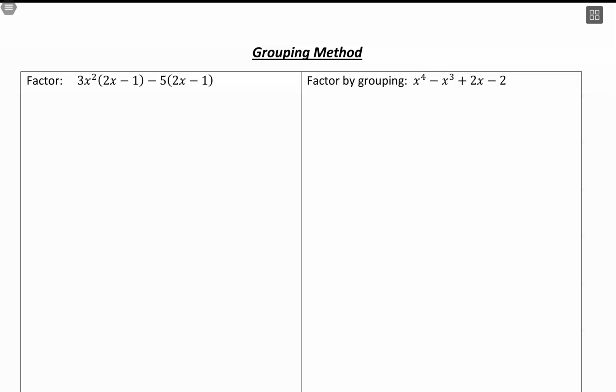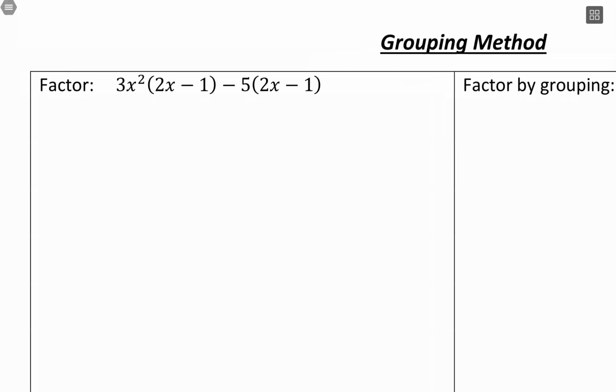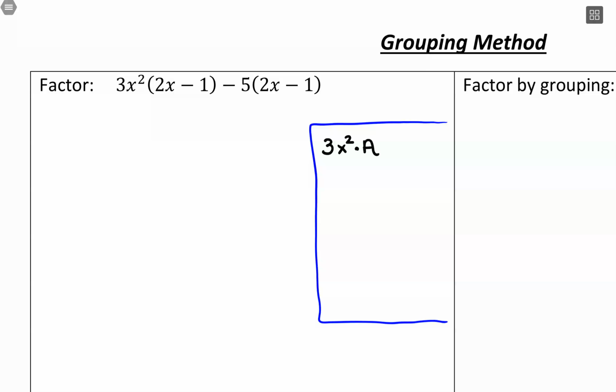Grouping method is another way of factoring, particularly when we have four terms to deal with. First, let's look at this first case here. So 3x squared times 2x minus 1, minus 5 times 2x minus 1. If we wanted to factor that, something that could help is if I wrote this another way on the side here. What if, instead of writing out that 2x minus 1, I just called that a?